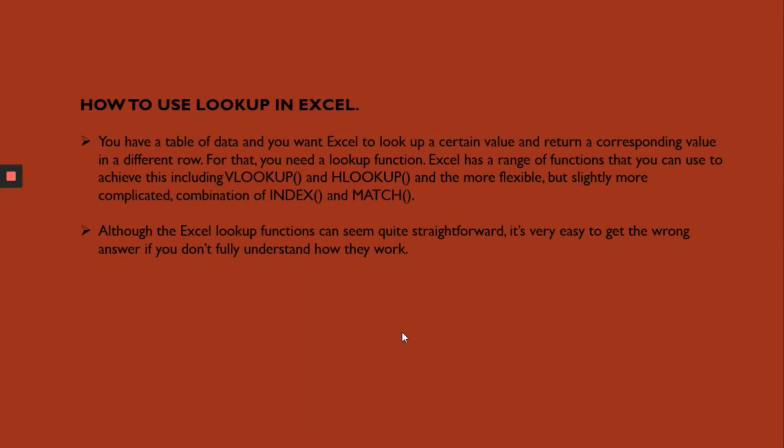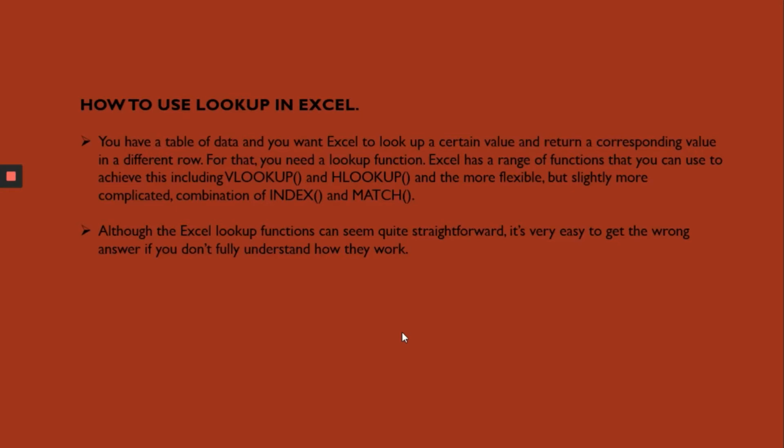Okay, now how to use a lookup in Excel? You have a table of data and you want Excel to look up a certain value and return a corresponding value in a different row. For that, you need a lookup function. Excel has a range of functions that you can use to achieve this, including Vlookup, Hlookup, and the more flexible but slightly more complicated combination of INDEX and MATCH. Although the Excel lookup functions can seem quite straightforward, it's very easy to get the wrong answer if you don't fully understand how they work.